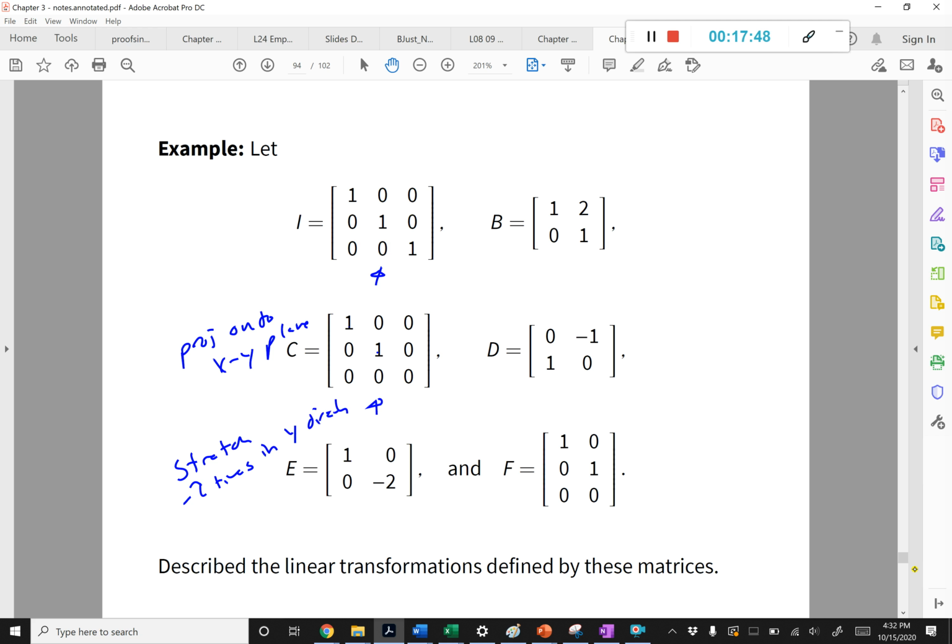So it's going to flip it, reflect it across the x-axis, and then stretch it by a factor of 2. This is one I think we ended up doing in class.